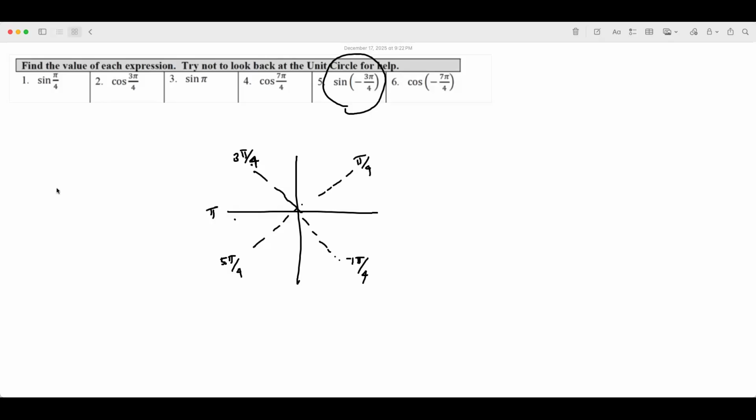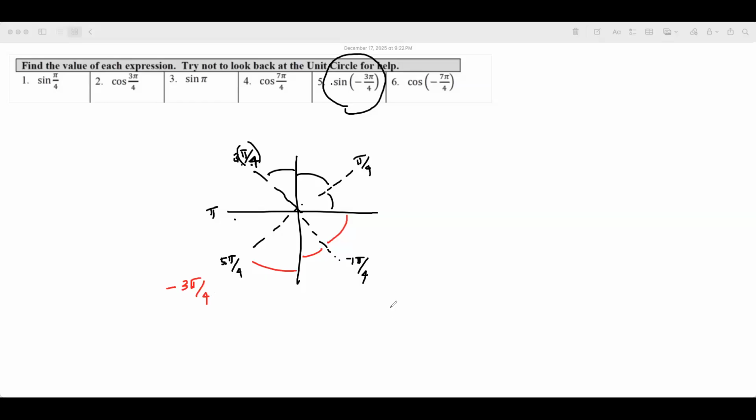Yeah, I will help with number 5. See, 3 pi by 4 means what? There are 3 pi by 4s, right? 1, 2, 3. But negative means you go in the clockwise direction. 1, 2, 3. This is negative 3 pi by 4. Any questions?